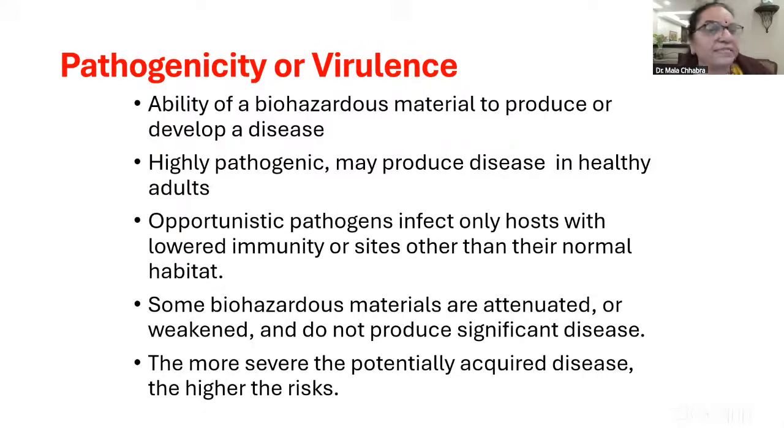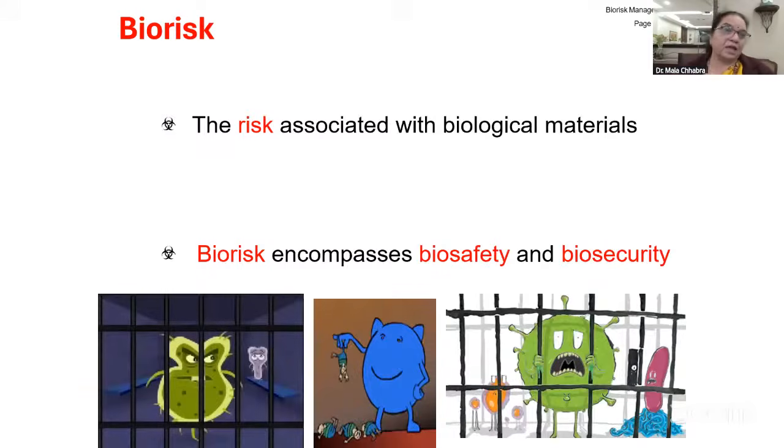Can you think of an example of such material? I'm sure you've thought of vaccines, where we have attenuated the microorganism in a way that it multiplies but does not produce significant disease, however, produces antibodies which will be protective. The more severe the potentially acquired disease, the higher the risks. Why I have told you this is that the entire biosafety principle, whereas levels of biosafety principles are based on pathogenesis and this.